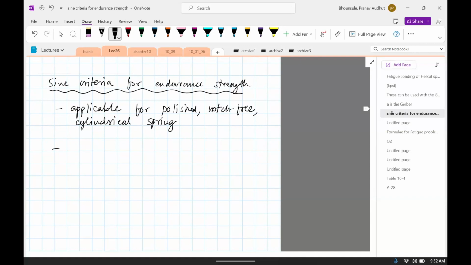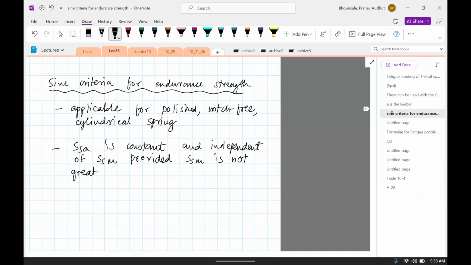What this says is that SSA is constant. Okay, unlike the Zimmerli, which said that SSA is variable, SSA is basically constant and independent of SSM. So we do not need to use SSM in designing this, provided SSM is not greater than SSU.